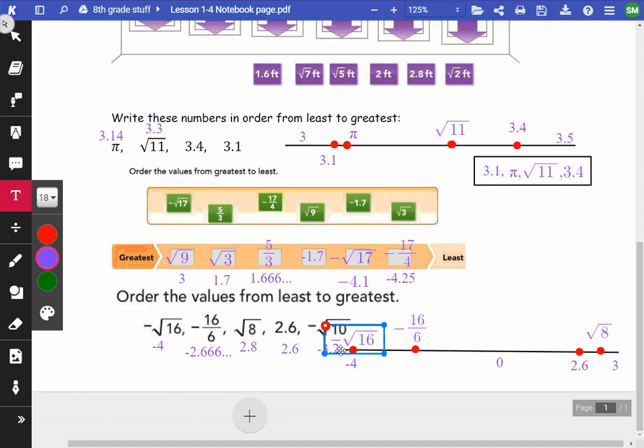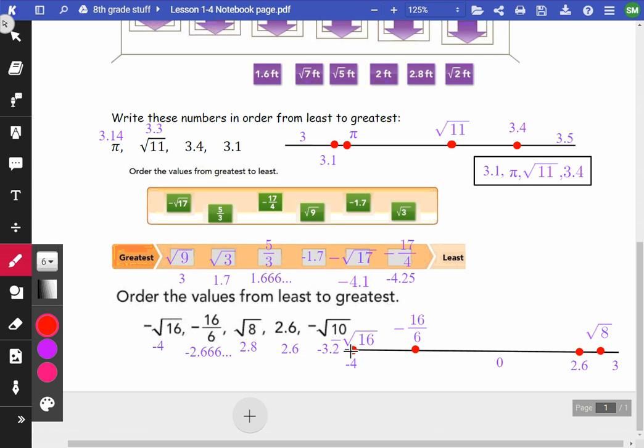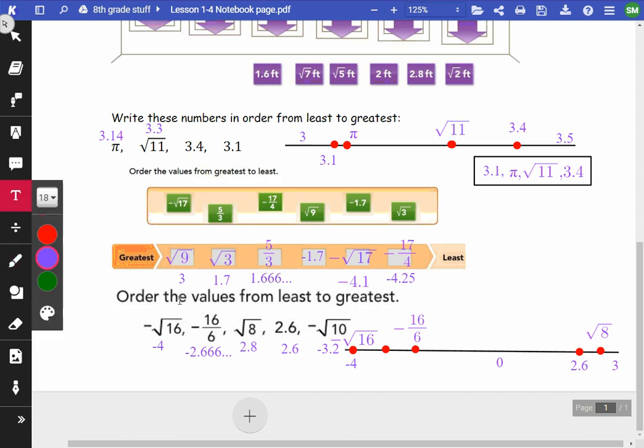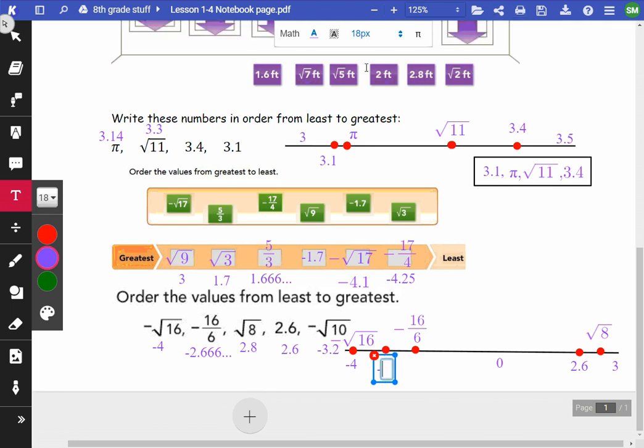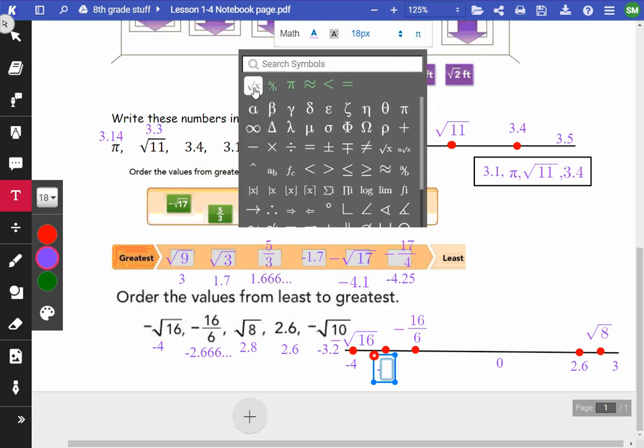Then I have negative square root 10. That's negative 3.2. This was negative 2.6. So negative 3.2, got to draw, is going to be about here. Negative 3.2, so that's negative square root 10. Negative square root 10. And I'm going to put that right there by that number where I got it.